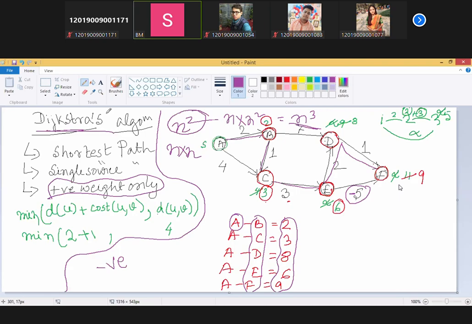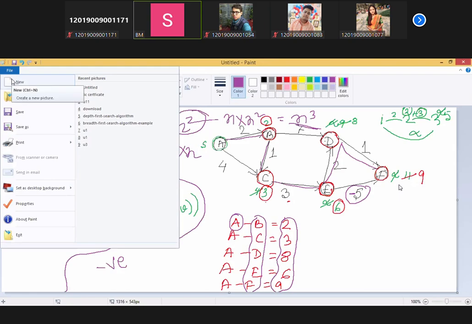So is there any other algorithm? There is an algorithm called Bellman-Ford that is also single source, but that allows negative weights. Although we are not going to that detail, this is the point.